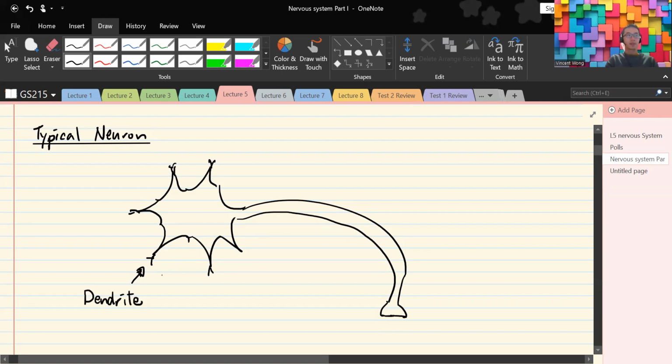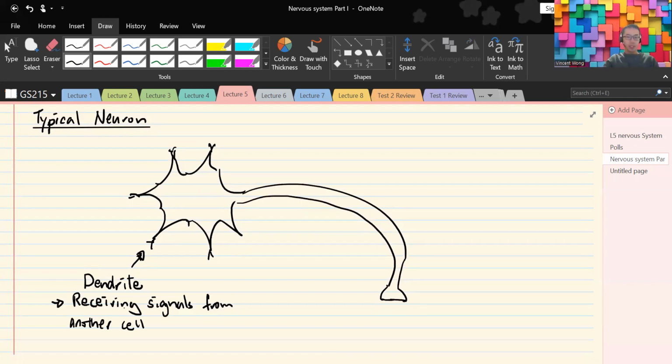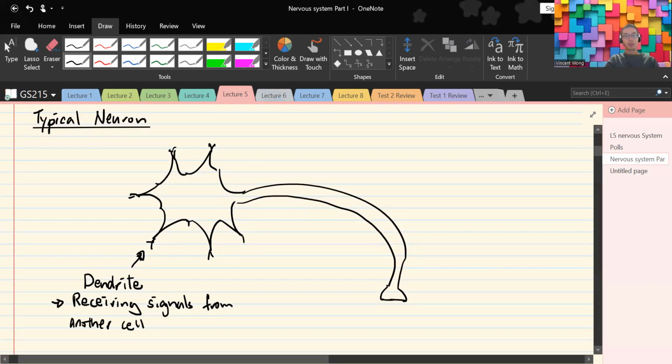They are dendrites, okay? And this is responsible for receiving signals from another cell. Usually it is another neuron, but it doesn't have to be. It could be a sensory receptor, right, at the beginning of the circuit. And we can talk more about that if you forgot what a sensory receptor is. Okay, so that is a dendrite.